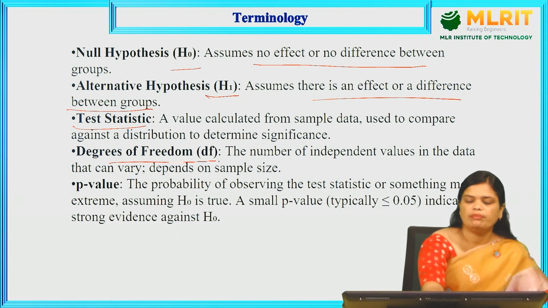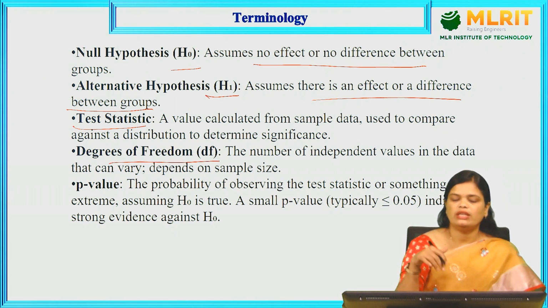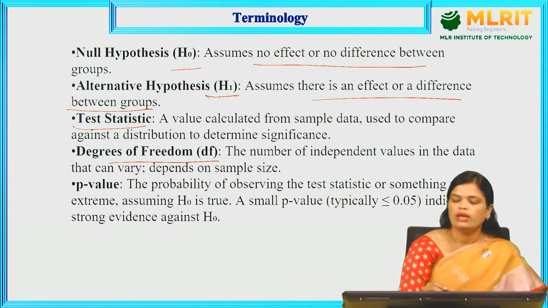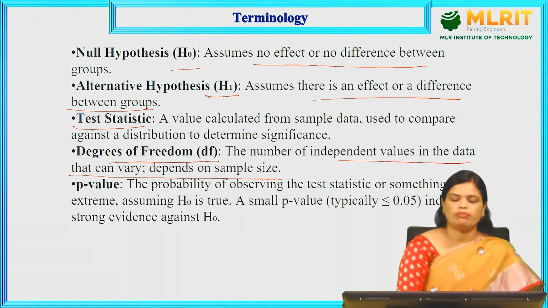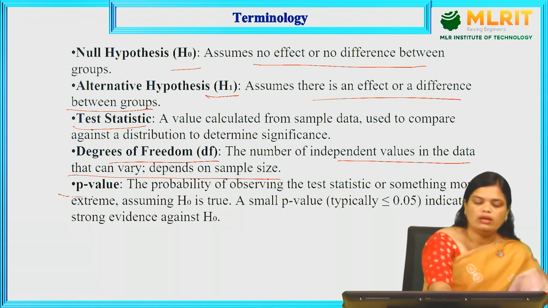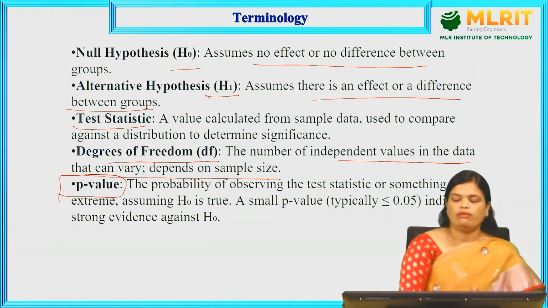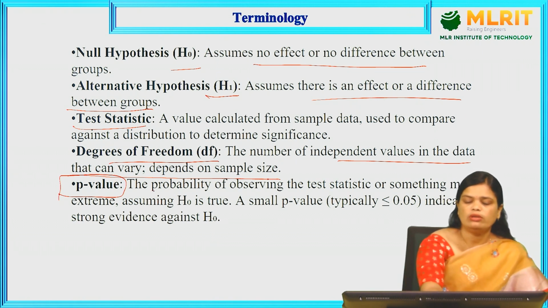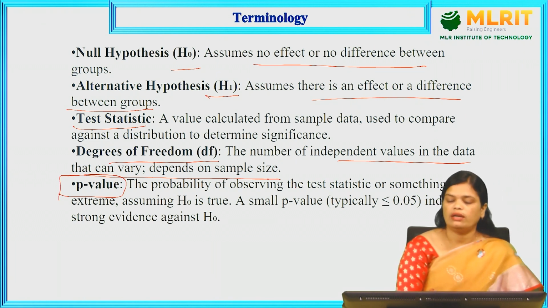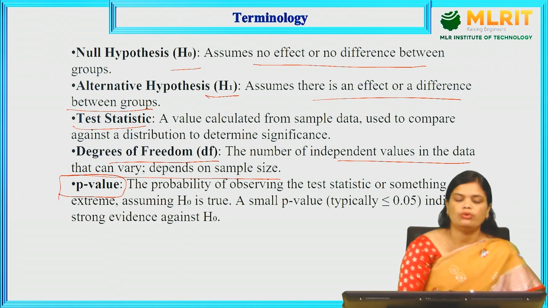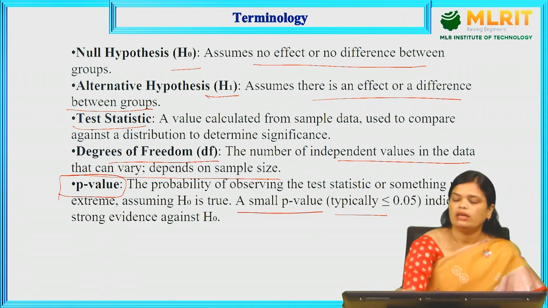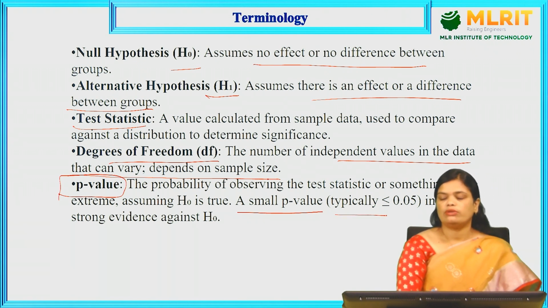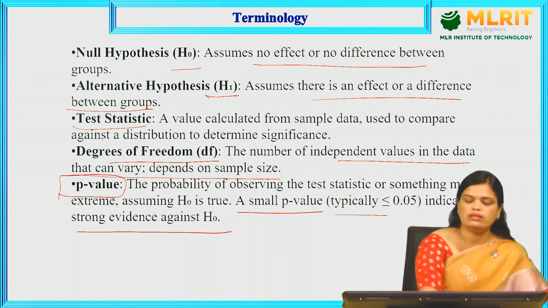Degree of freedom, in the output it will display as df. The number of independent values in the data that can vary depending on the sample size. The very important value is the p-value. The probability of observing the test statistic or something more extreme, assuming H0 is true. A small p-value, typically less than or equal to 0.05, indicates strong evidence against H0.